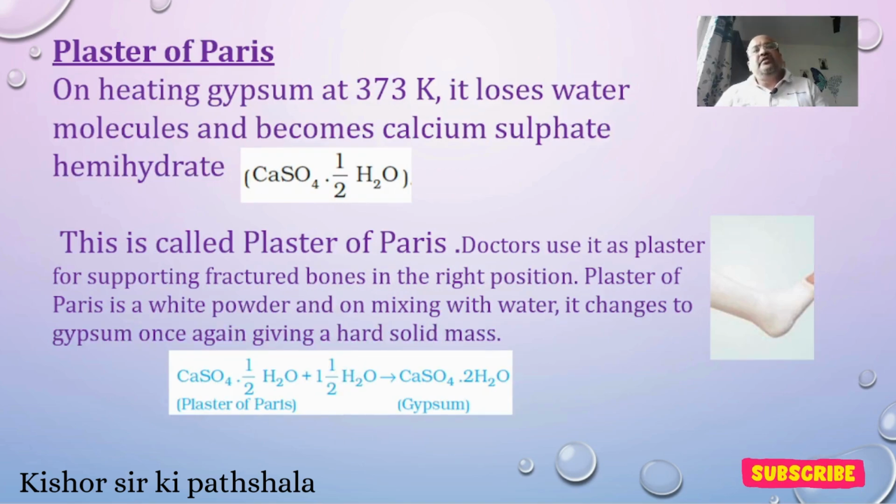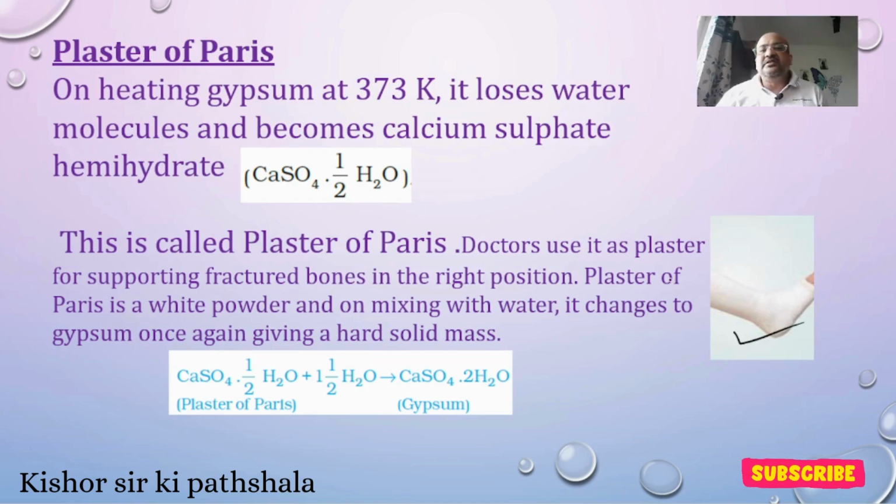Now, what do we understand by plaster of Paris? You might have seen plaster of Paris. It is used to make toys and in the interior of houses. It is also called POP. Plaster of Paris is also used by doctors for plaster, to keep fractured bones in the right position.